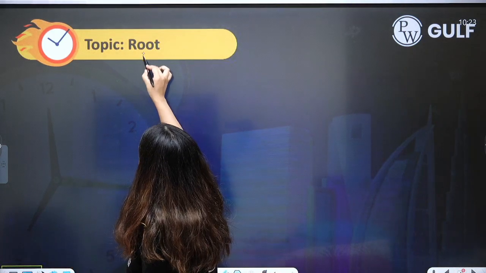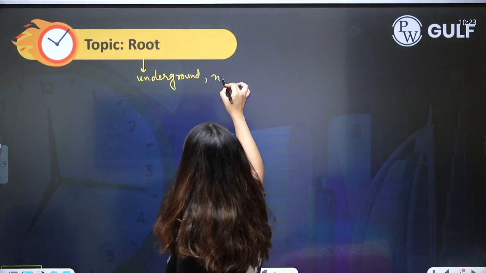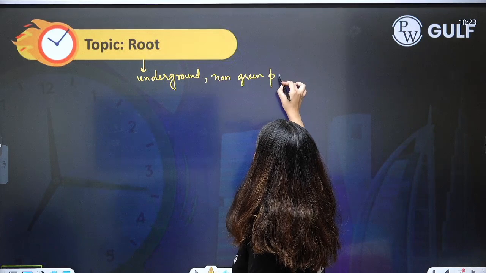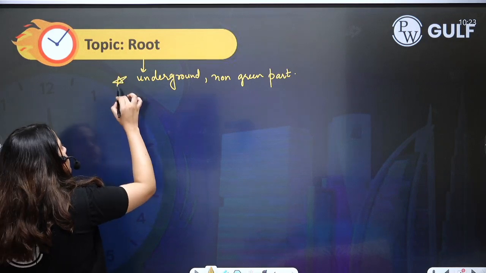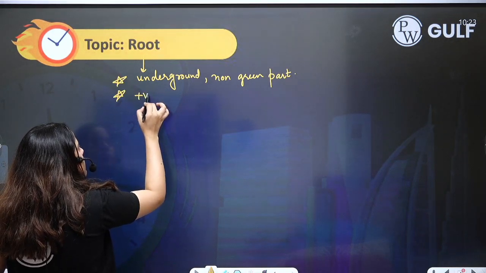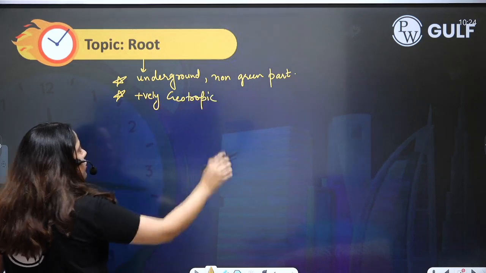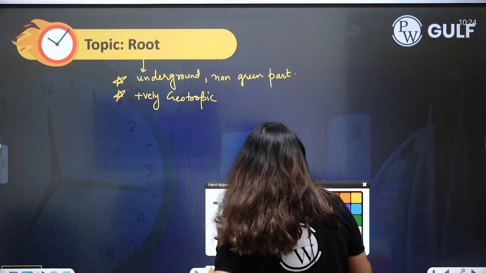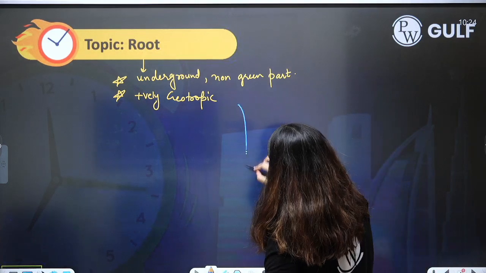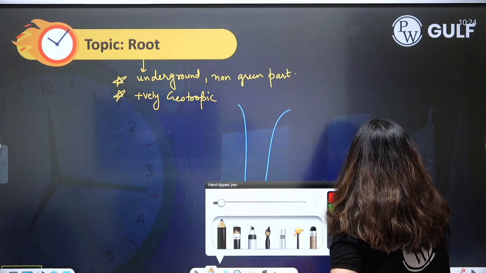As you know, root is what? Root is an underground, non-green part, and the root is basically positively geotropic, which means it grows towards gravity. Root basically has three parts, three regions. We have discussed that in the lecture.